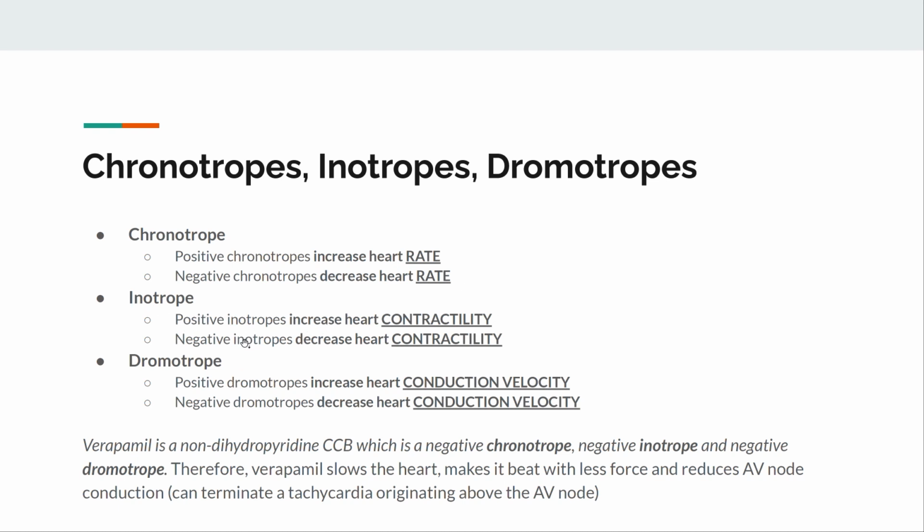Inotropes are the same thing but for contractility, positive and negative. Dromotropes are the same thing, but they're to do with conduction, especially over the AV node. So these are drugs that reduce the actual conduction of the depolarization down through the AV node. Drugs like amiodarone and certain calcium channel blockers that are anti-arrhythmics.